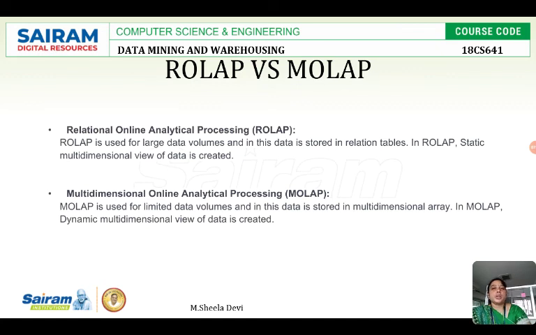And if you take multidimensional OLAP, here the volume of the data is less. Why is it less? Because the data is stored in the form of a multidimensional array. Whereas in the relational OLAP, the data is stored in the form of relational tables, so we can have a large volume of data. Since in the multidimensional OLAP it is stored in the form of a multidimensional array, it is of less volume.